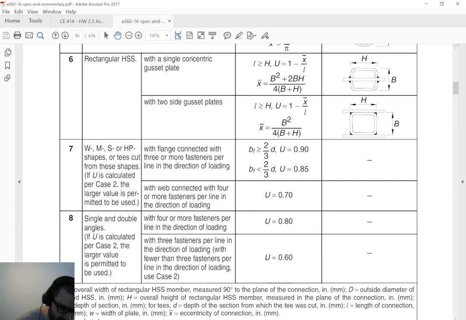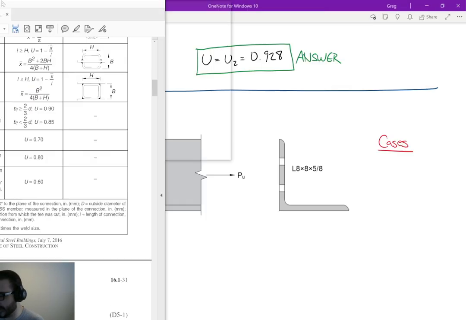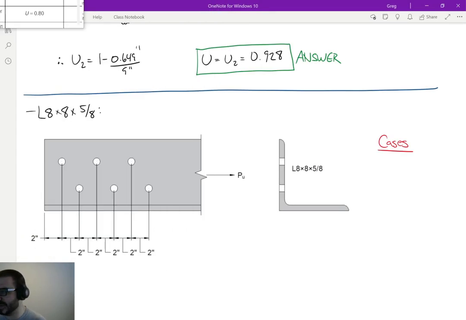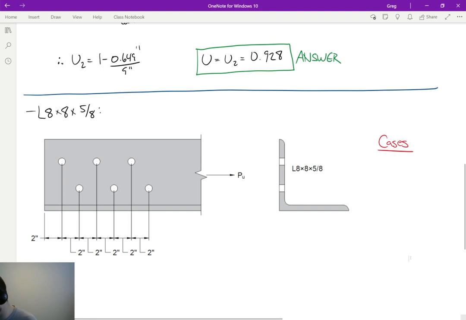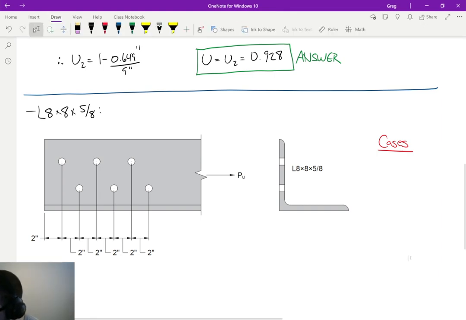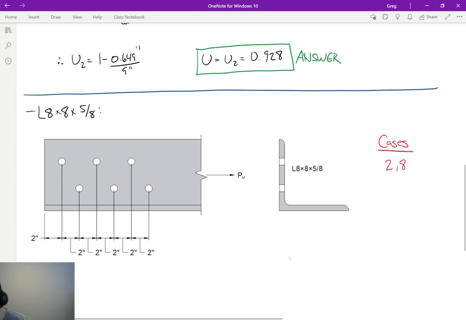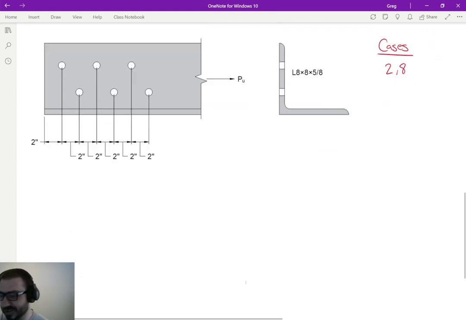Let's go back to that. I'm going to pull this over here and see what happens. I'm going to pull my manual over here, and we might screenshot that a little later. But now we have a couple cases to consider. We have case 2 and case 8. Interesting. So let's take each case one at a time.